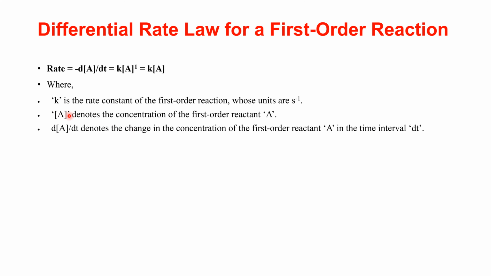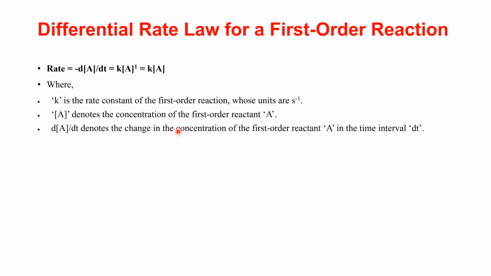So the brackets with A is the general notation for the reactant, and here this is the haloalkane. It denotes the concentration of the first order reactant A. Now dA divided by dt denotes the change in the concentration of the first order reactant A in the time interval dt, and the negative sign is basically to give you the idea that this concentration is decreasing with the passage of time. So that is basically the mathematical information about how that equation was derived.